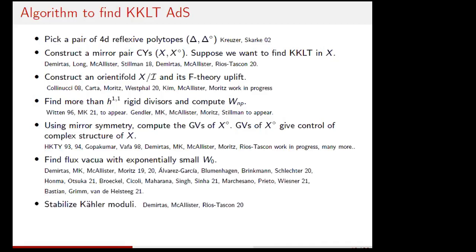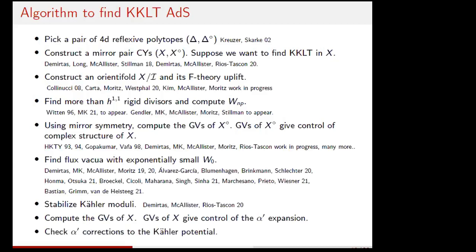Then, given the exponentially small W0 and the non-perturbative superpotential, you can stabilize Kähler moduli, but this is not the end. What we need to do is to compute Gopakumar-Vafa invariants of the original Calabi-Yau X in order to check the alpha prime control or alpha prime expansion. And this is the whole algorithm. And whenever you find some problem at each step, you just go back and find a different reflexive polytope. And you do that over and over and over again. Of course, this is a long list, and it is practically impossible to go through each one of them.